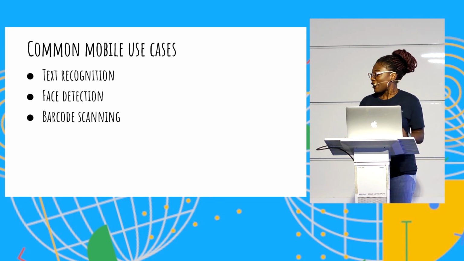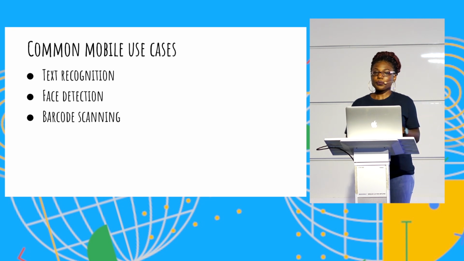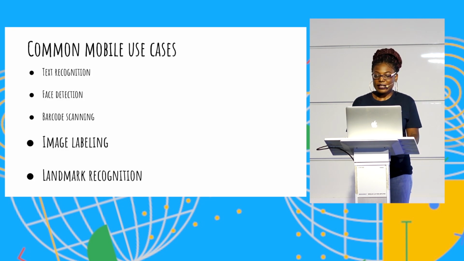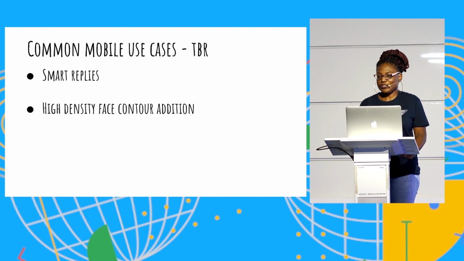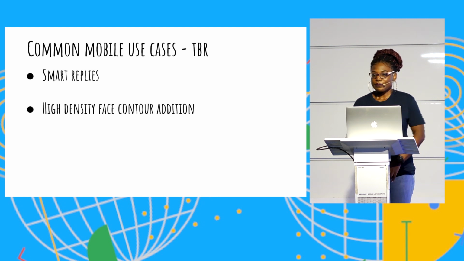And apart from those 3, we also have 2 more: image labeling and landmark recognition. That's 2 more added to the ML Kit. And then there are even more features to be released very soon. Smart replies, as seen in Gmail, where you type something and get suggested replies, and then high-density face contour addition to the face detection API.